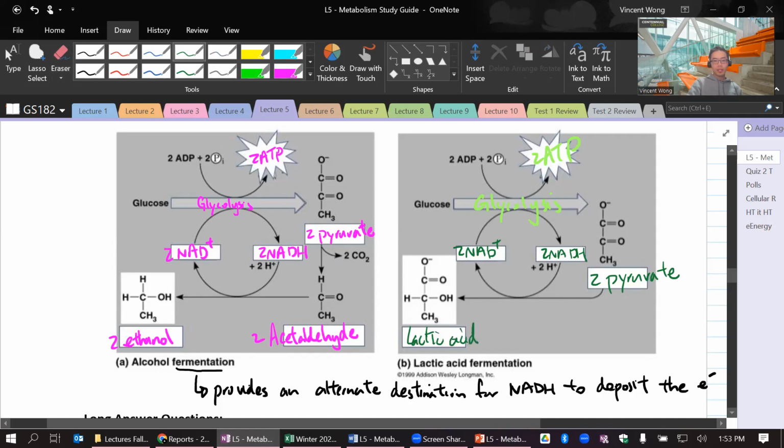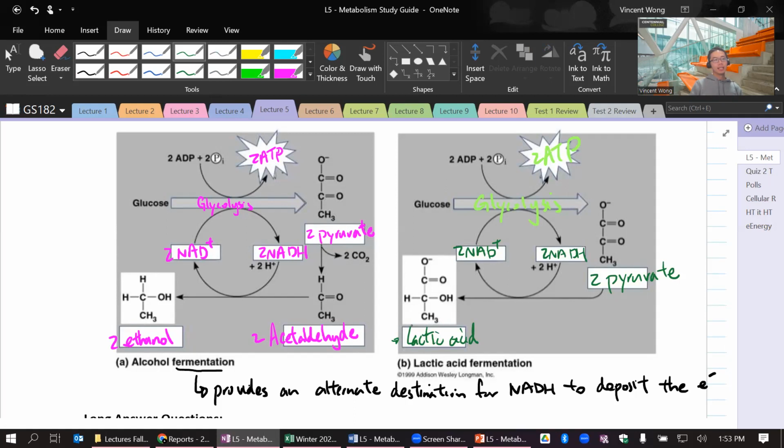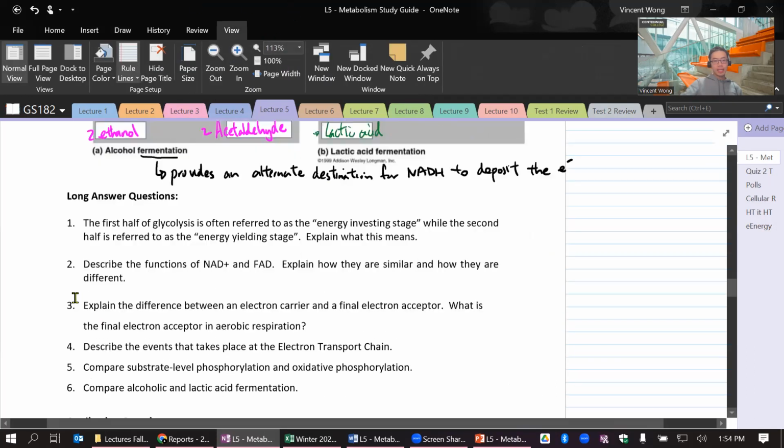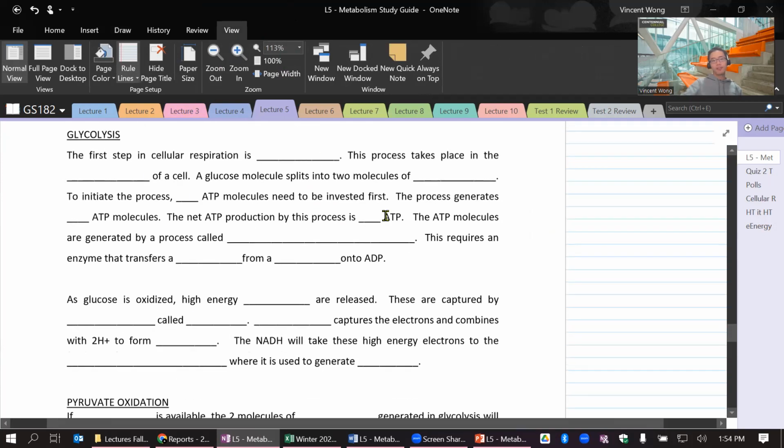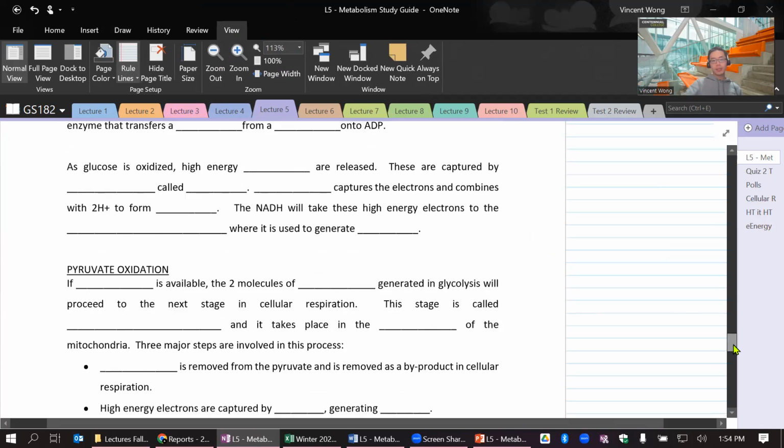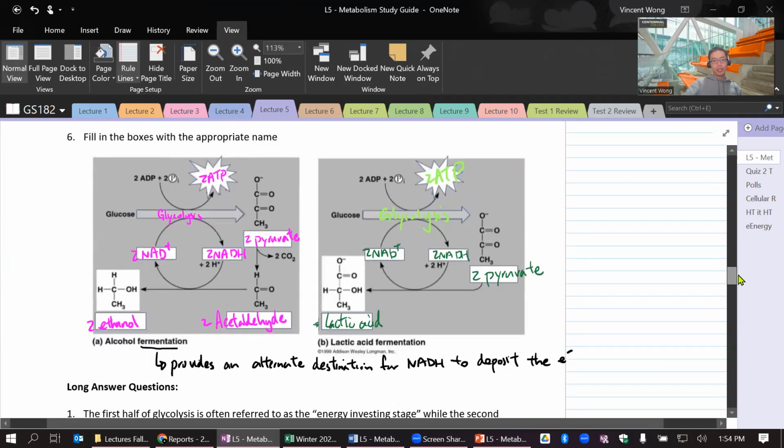You might have heard people say you feel the burn from your workout the next day. That can be attributed to the buildup of lactic acid in your muscle. All right. Okay, so I encourage you to finish the rest of the study guide. I mean, I could fill it in for you, but it's probably much better that you fill it in yourself and then look up the answers to learn about it.